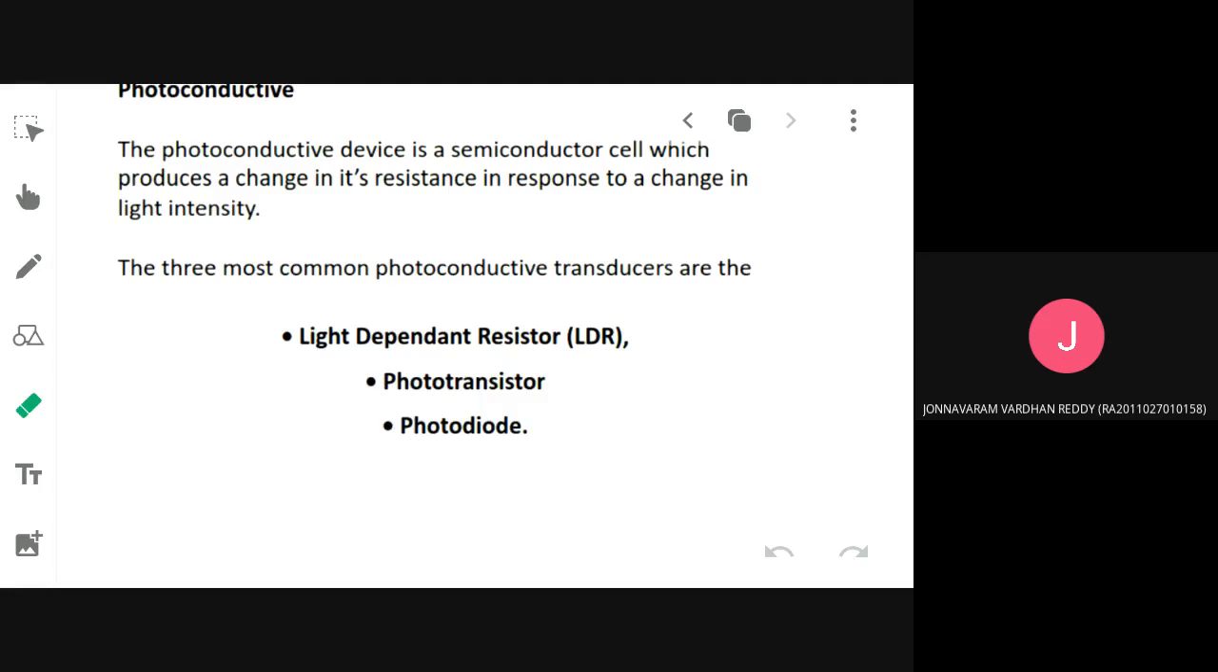All these will be converting what to what? LED means it converts electrical to light. These two devices will convert light to electrical energy, including the solar cell also. Solar cell is sometimes called a photodiode.